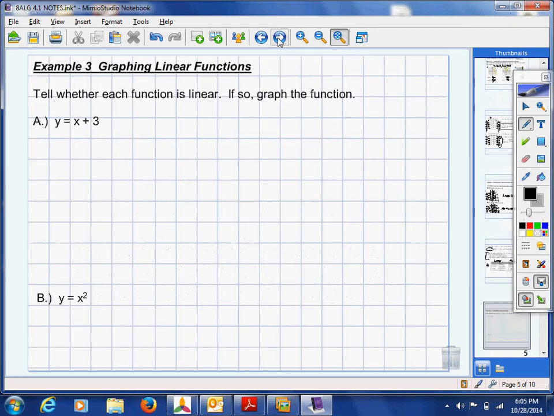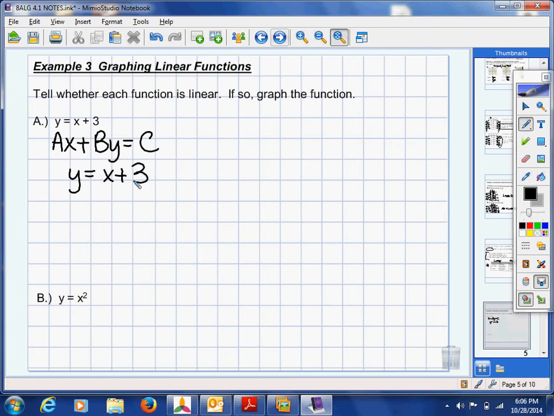All right, flip to the next page, and now we're going to apply what we just learned to this next example. We're going to graph linear functions, but we have to determine whether it's linear or not first. And if it is linear, we are going to graph it. If it's not linear, don't worry about it. So this first equation, we want to get it into this standard form, Ax plus By equals C. Right now it's not. Right now this is what it says, y equals x plus 3.